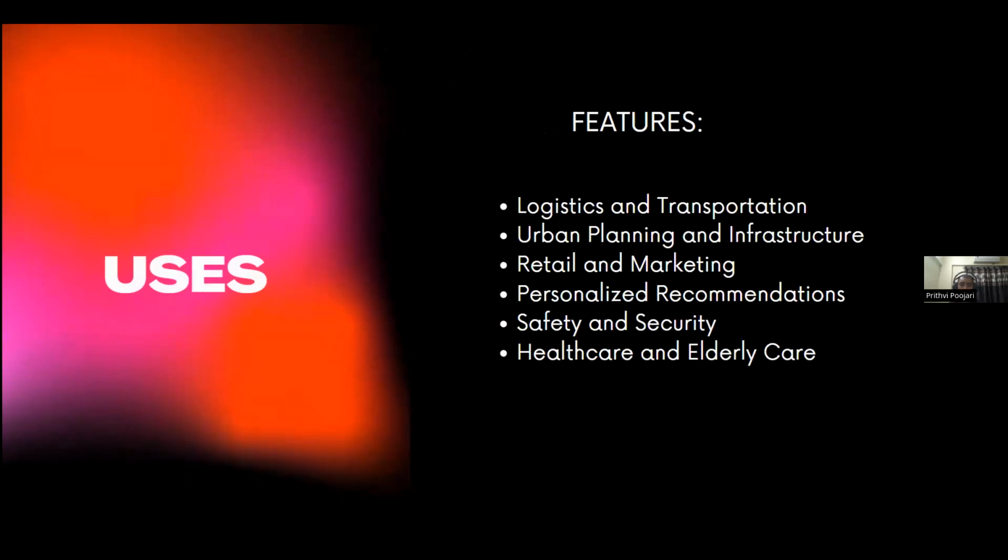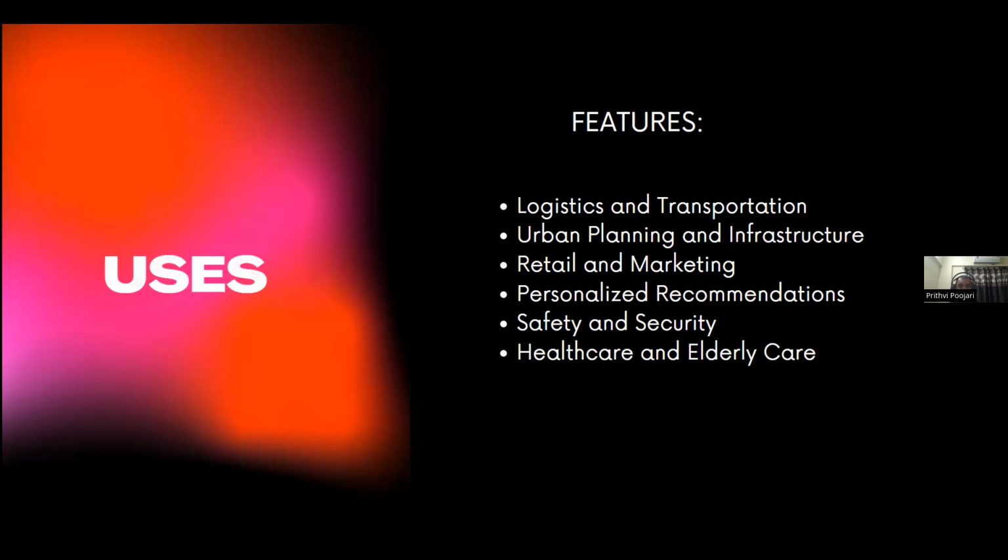Now, I'll be talking about how we can actually use this future location prediction system. The first one, just like I've mentioned over here, is logistics and transportation. Future location prediction systems can be valuable in optimizing transportation and logistics operations by predicting the future location of vehicles or shipments, by which companies can optimize different routes and save time.